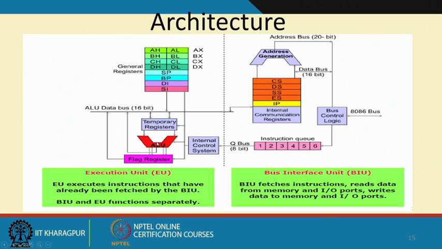Among the other portions of the execution unit, there is an ALU, which does the actual operation, some temporary registers for holding temporary data, and a flag register, just like the PSW register we have in 8085. So here also we have a flag register, and that way this whole control takes place.